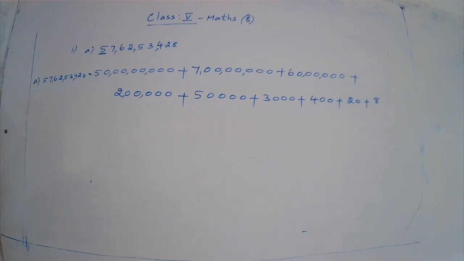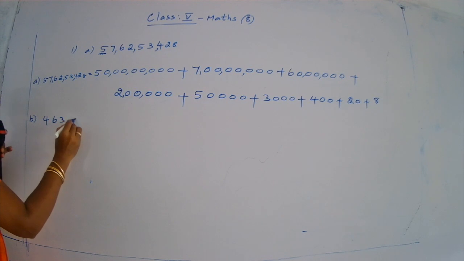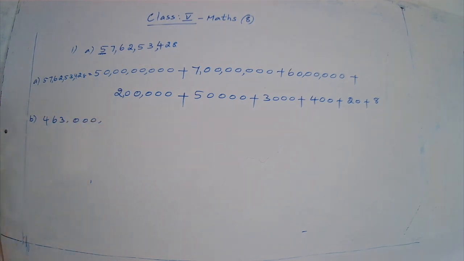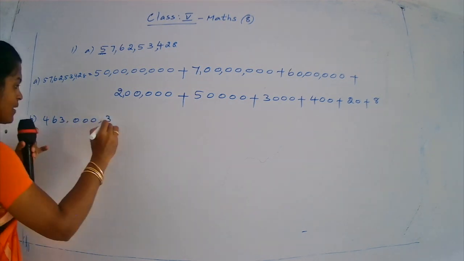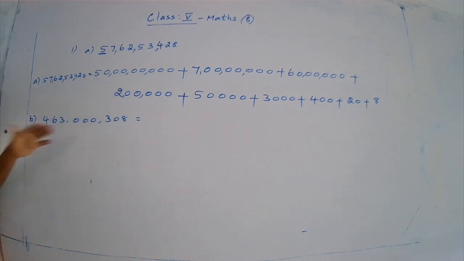Finished? Yes. Now you come to the B part. The question is 463,308,000. Now you see the question. This is an international place value system. Here, the first period is ones, then after that thousands, then after that lakh, then after that crore.